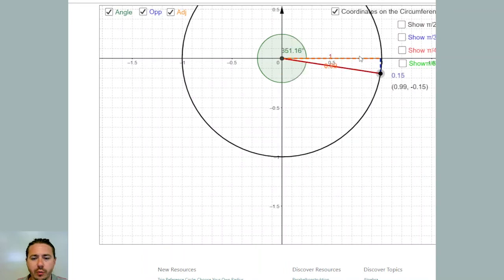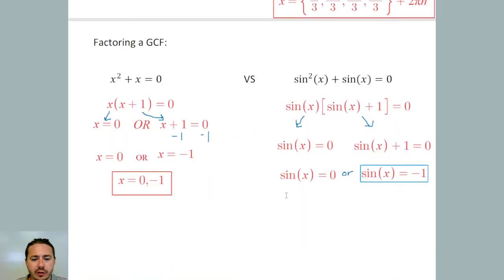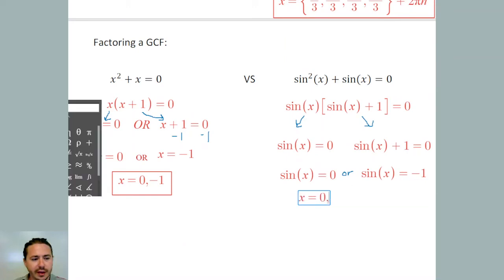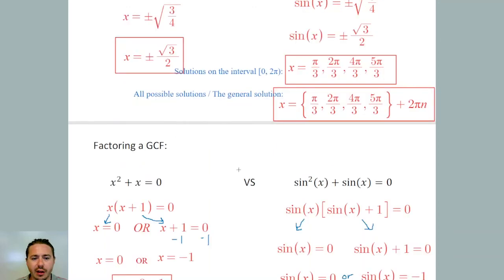So just to recap here, we got 0, we got pi. Both of those are where the sine value is 0. And then the last one here, when the sine value is -1, will be 3 pi over 2. So we get x equals 0, x equals pi, or x equals, what was the last one? 3 pi over 2. And that would be the solution if all I'm asking for are these particular solutions.